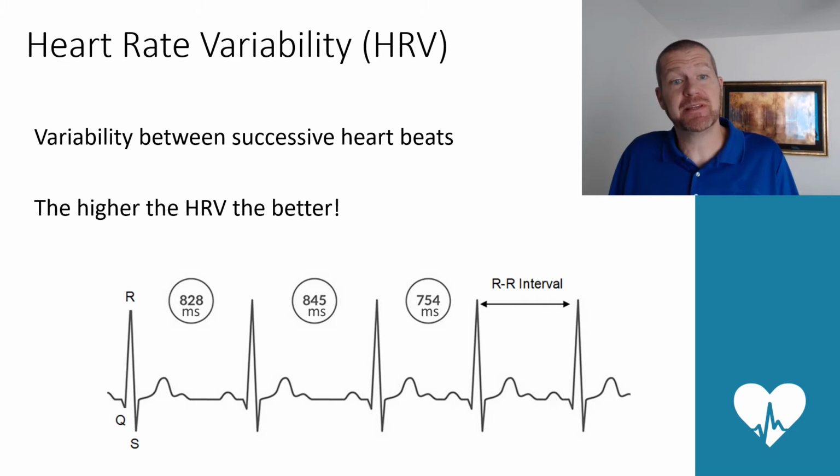While there is a certain number of beats you might count in a minute, the amount of time that passes between each beat is consistently changing. That is your heart rate variability. The mathematical definition of HRV is the measurement of the differences in time between successive heartbeats over a set period.